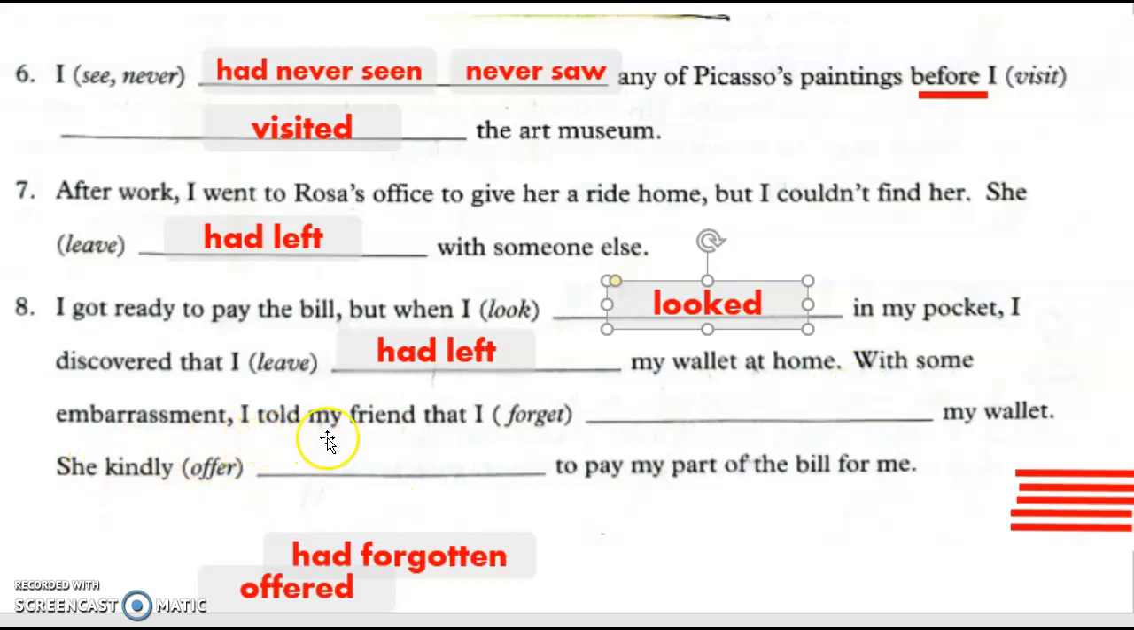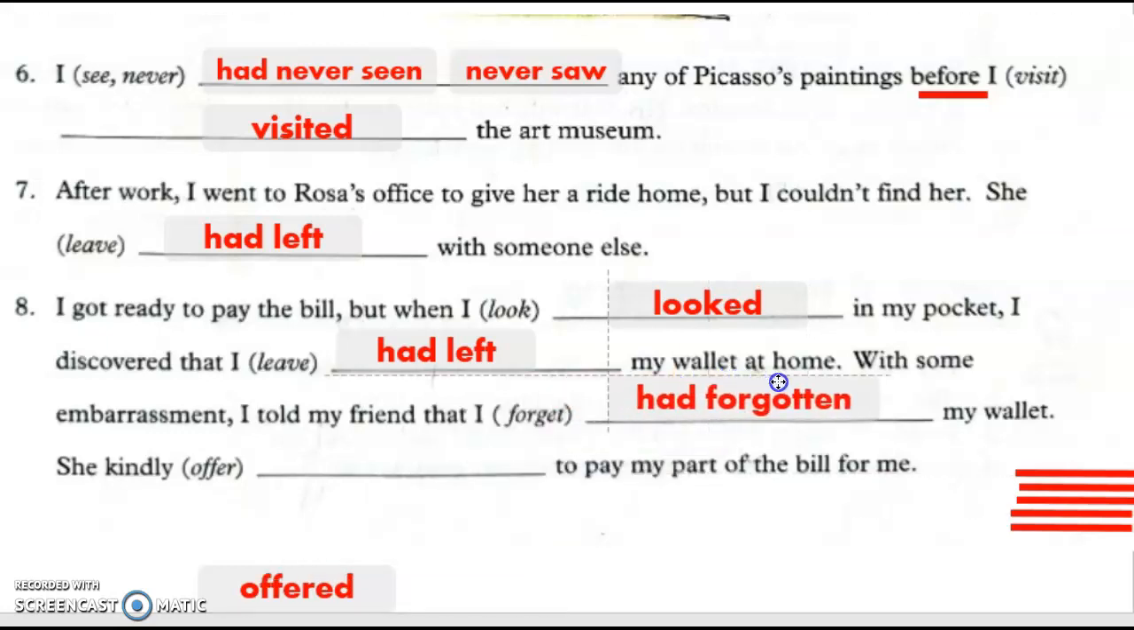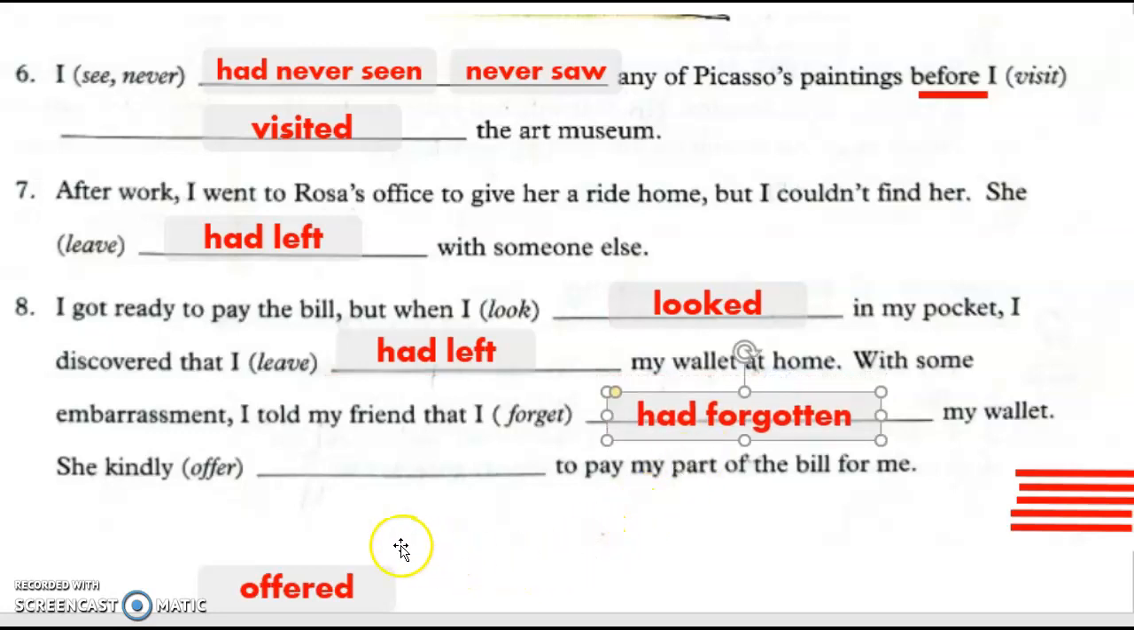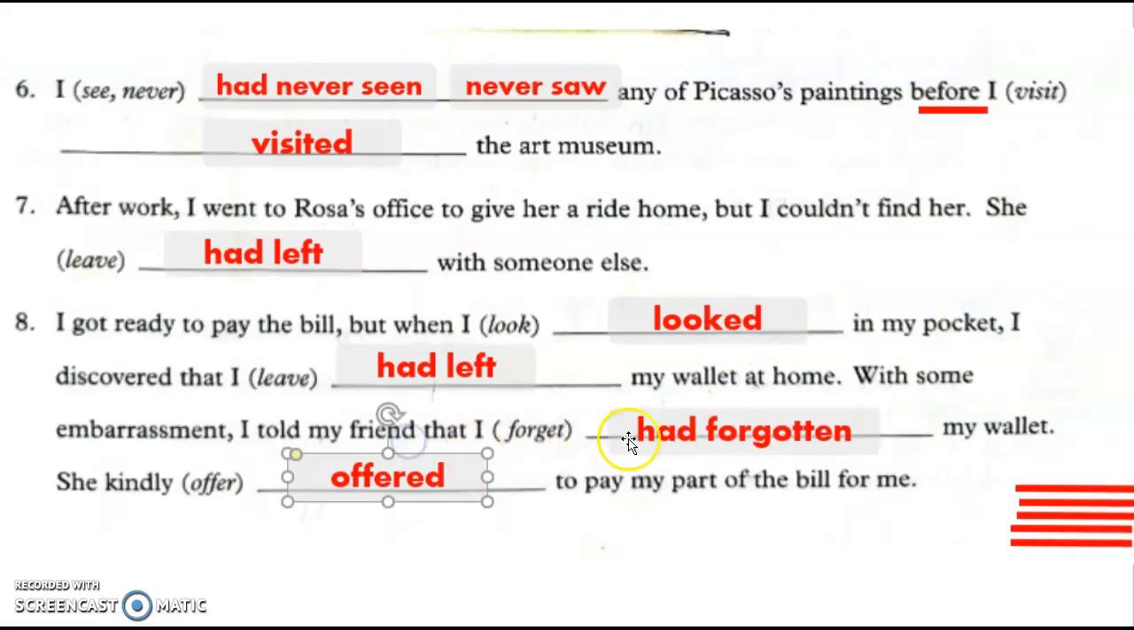With some embarrassment, I told my friend that I will forget my wallet. So again, I told her, and the forgetfulness happened before. So this is the oldest one. I forgot before I told her, so I had forgotten my wallet. She kindly offered, because I had forgotten and then she offered. She kindly offered to pay my part of the bill for me.